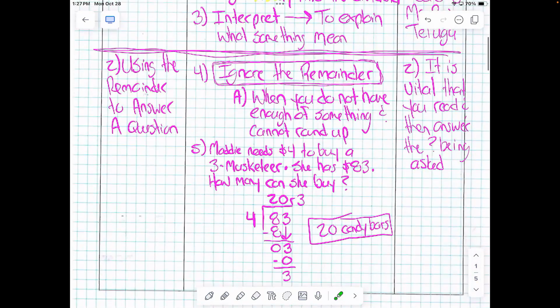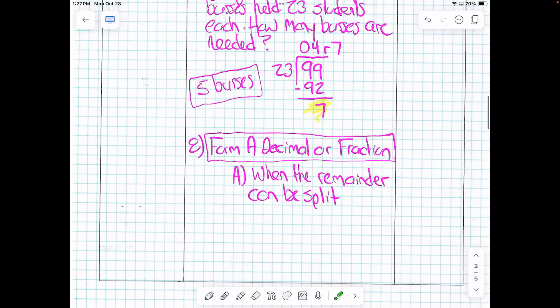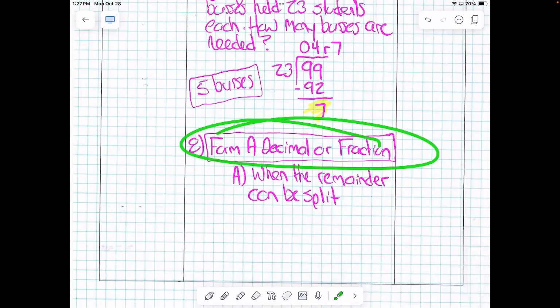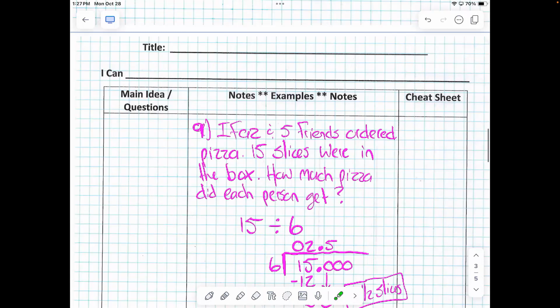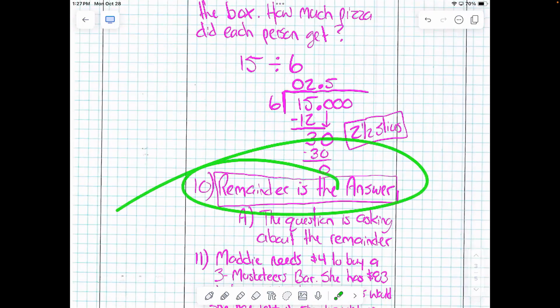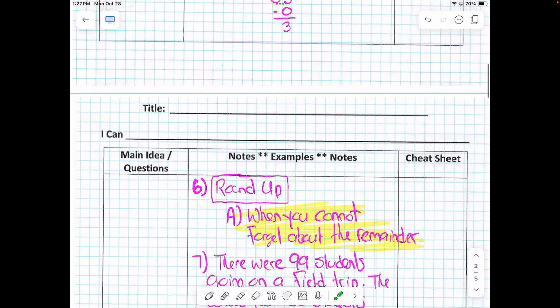Okay, here we go. There are 4 different ways we interpret remainders. Way 1 is we do what? Ignore the remainder. Thing 2 is we take the remainder and we round up. Thing 3 is we make the remainder into a decimal or fraction. And thing 4 is we actually use the remainder as our answer.